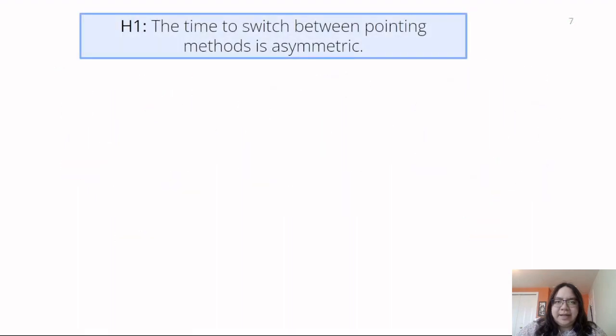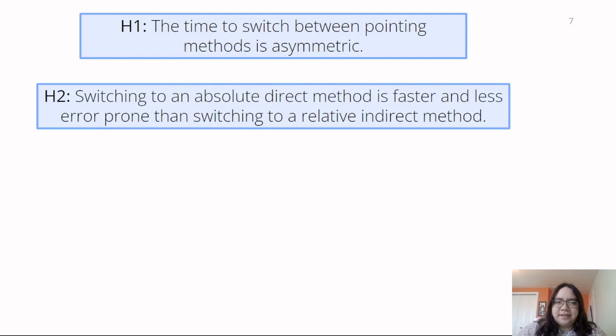First, we hypothesized that the time to switch between pointing methods is asymmetric. This makes sense, as when you use touch, you simply have to move your finger to the target, while when using the mouse, you need to grasp the device, locate the cursor, then move the cursor to the target. This leads into our second hypothesis, that switching to an absolute method, like touch, is faster and less error-prone than switching to a relative method, like mouse.